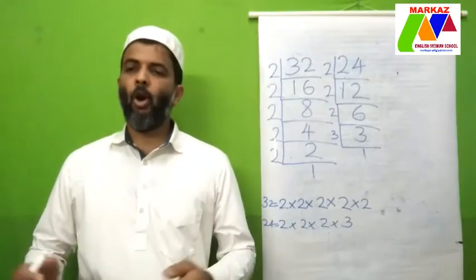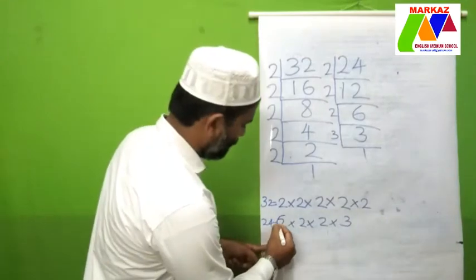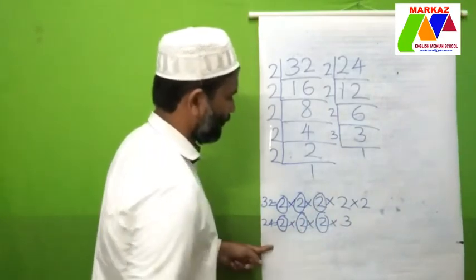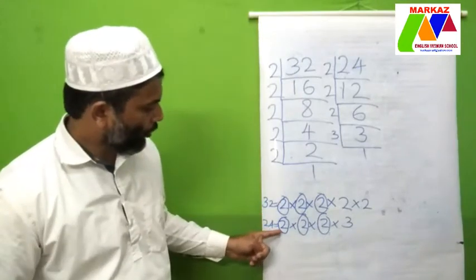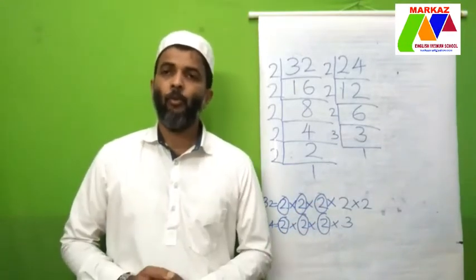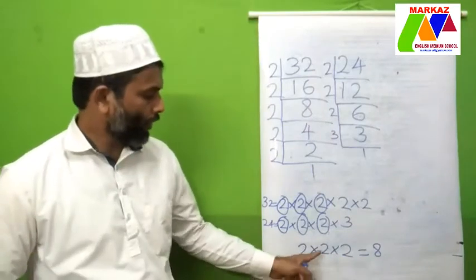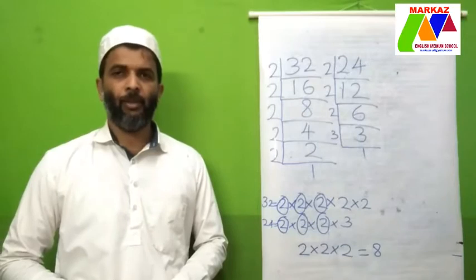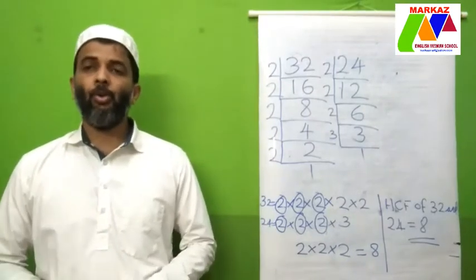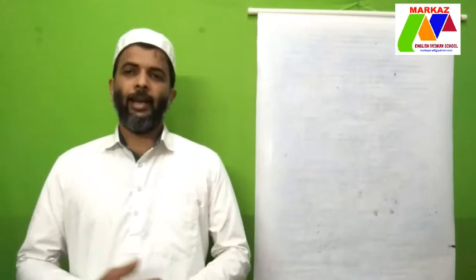Next step, circle the common prime factors of the given numbers. Here, the common factors are 2, 2, 2. Step 3. Find the product of the common prime factors of the numbers. HCF is 2 into 2 into 2 is equal to 8. So, HCF of 32 and 24 is equal to 8. Okay. Let us take another example.